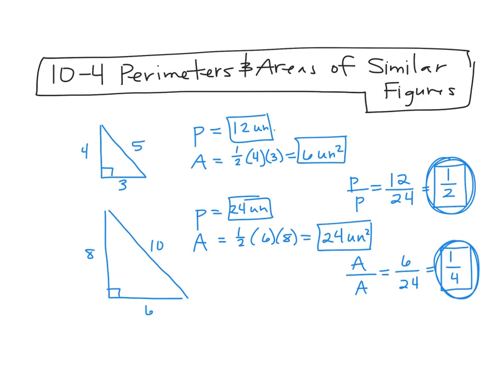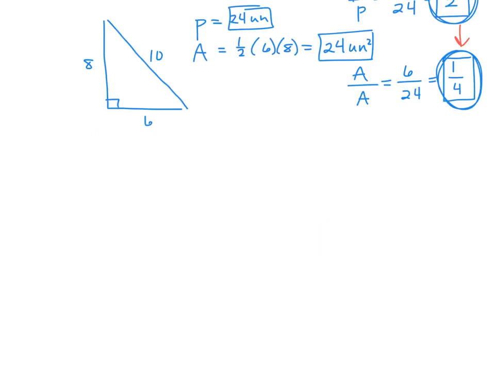That means that whatever my perimeter ratio is, so that 1 to 2, that value just got squared. 1 squared and 2 squared, and that will get us our area ratio. So you don't even need to know lengths. If you know a ratio of their sides or a ratio of their perimeters, you can find the ratio of their areas by just squaring them. So that's the first thing we're going to talk about.